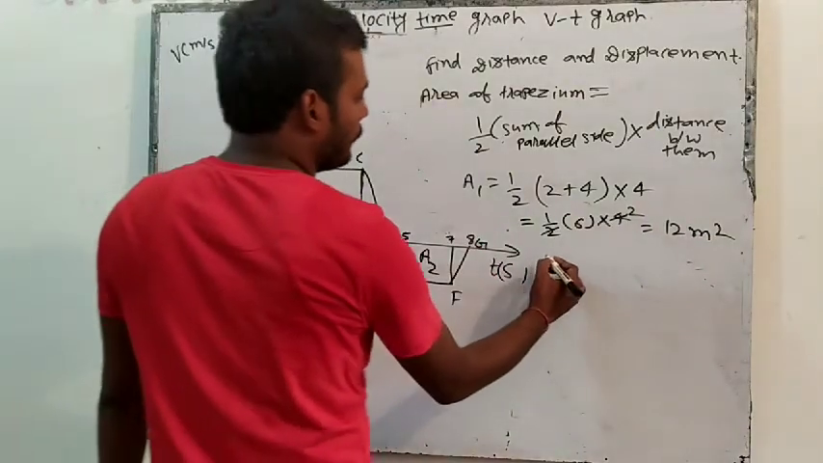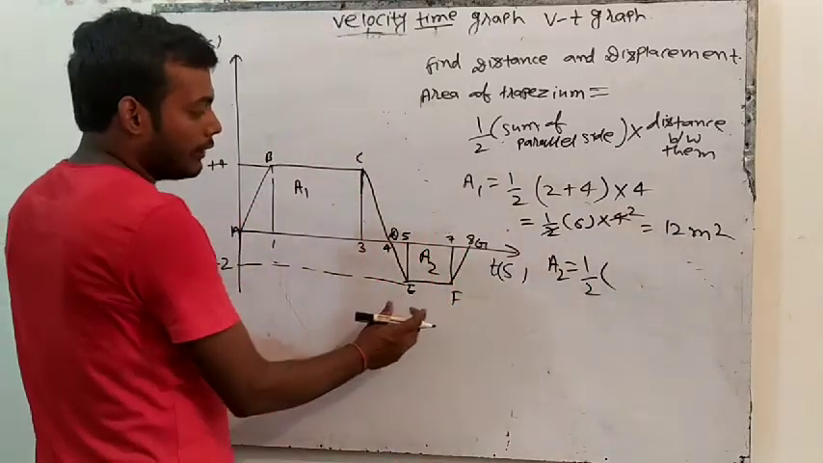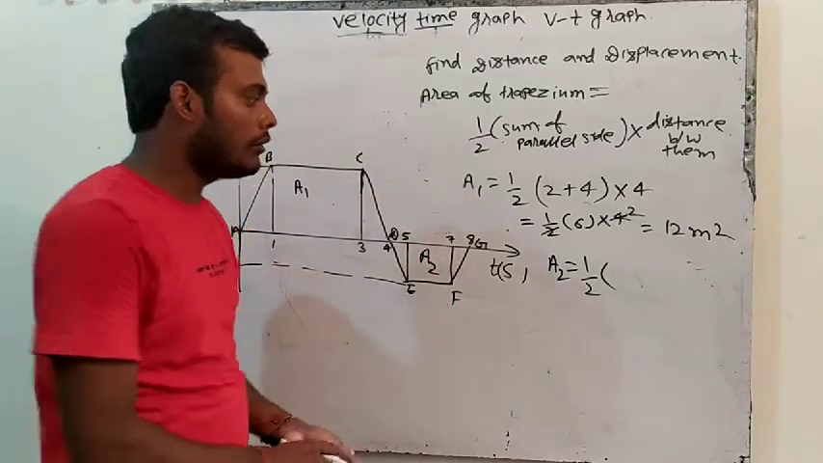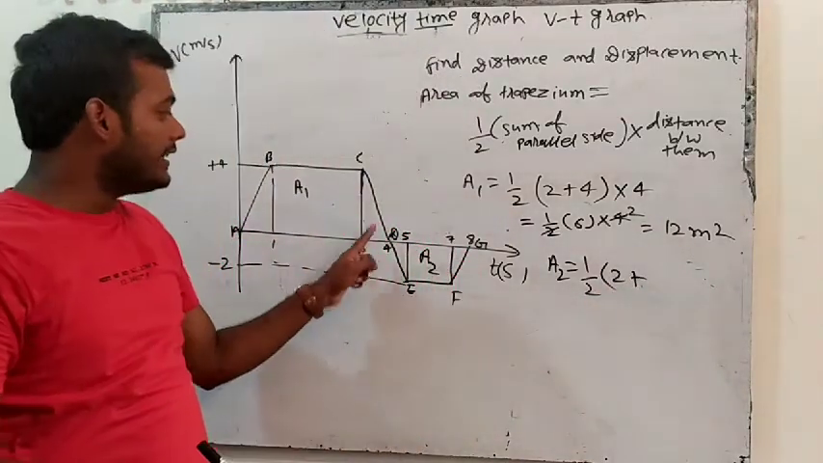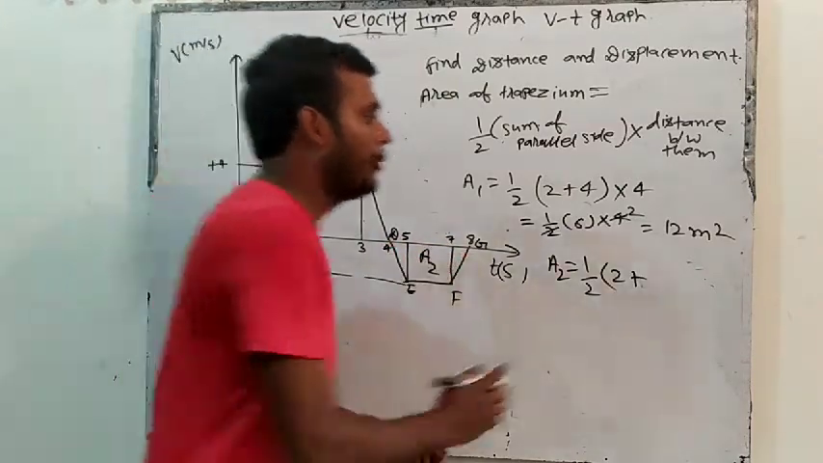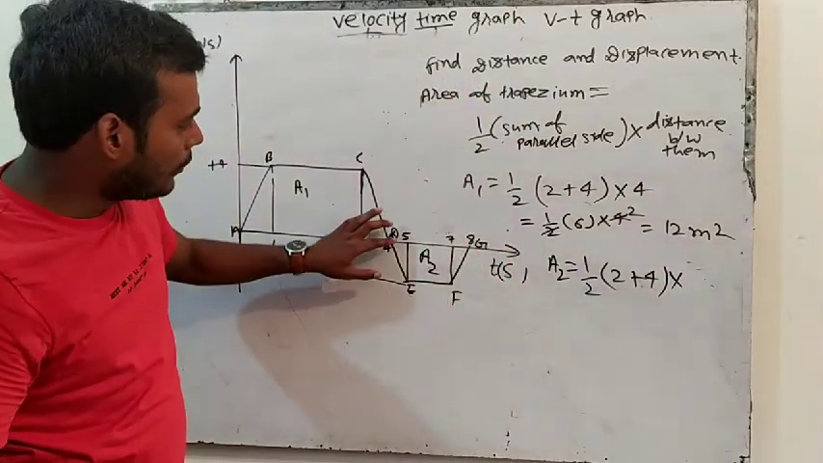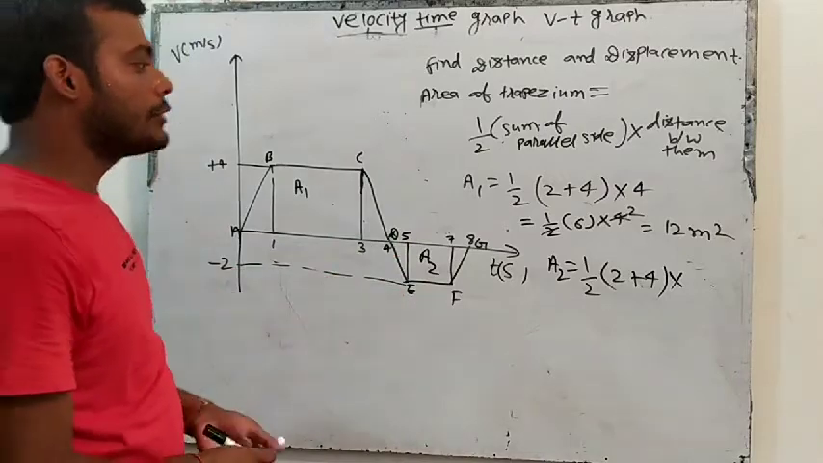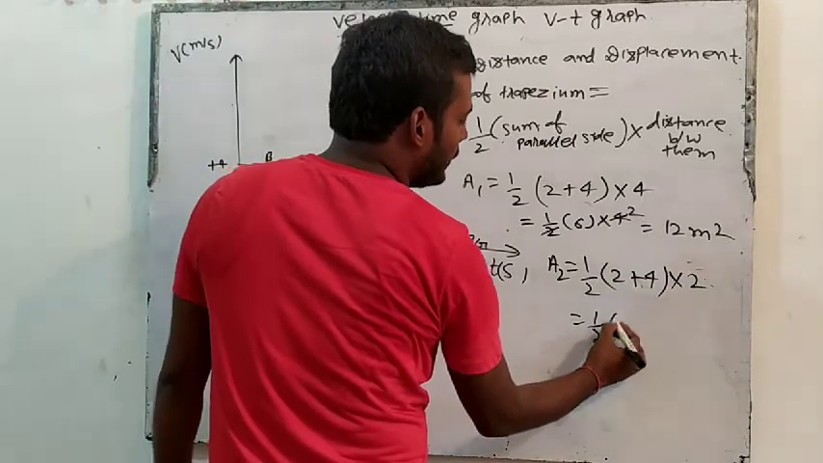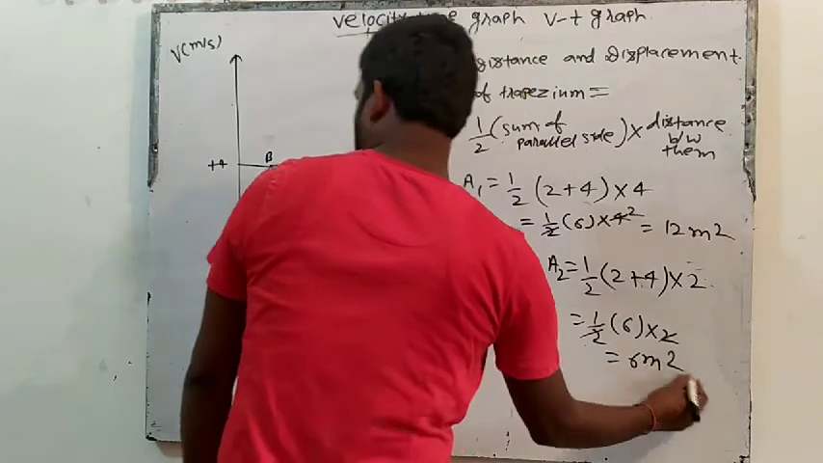Now can we calculate A2? A2 will be half into sum of parallel sides. EF, 5 to 7, this distance is 2. So this will be 2 plus DG. This distance is 4 to 8, 8 minus 4, that means 4. So half into sum of parallel sides into distance between these two lines. From here to here, what is the distance? 2. We have to take only magnitude. So this will be half into 6 into 2. That means this will cancel, so this will be 6 meter square.